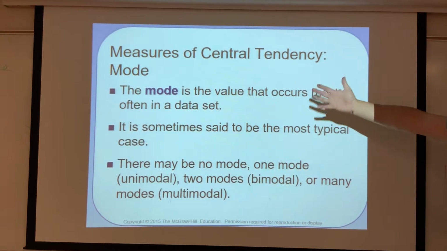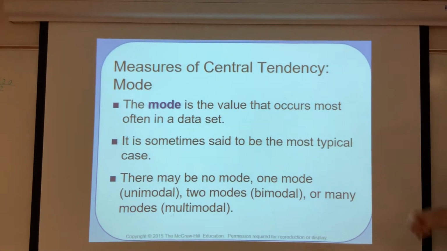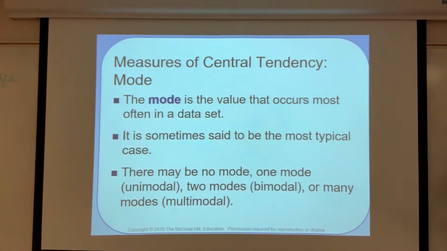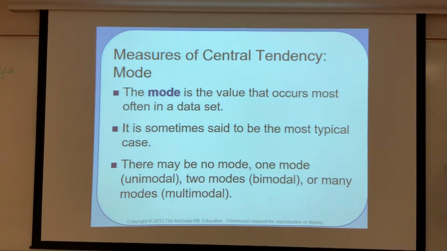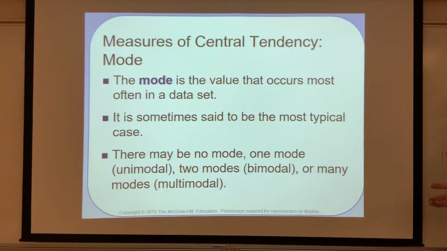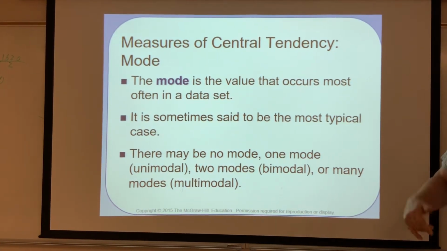The mode's easy as well. It's the value that occurs most often in a data set, period. So if you find numbers, and a lot of students go, well, there's 2 or 3 numbers that occur most often and they're all equal. Well, then you can have 2 modes, and you can have 3 modes.